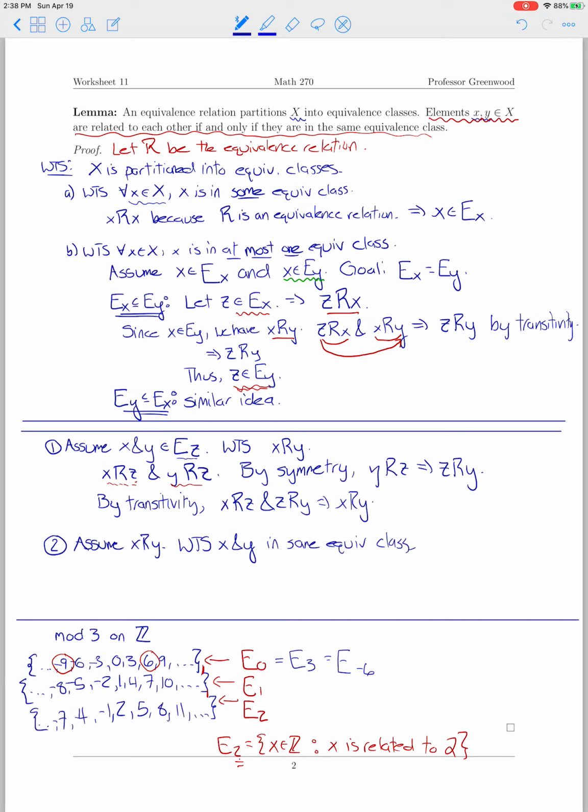Okay, now we have this last line here where all we need to do is show that x and y are in the same equivalence class if x is related to y. Well, if x is related to y, then we know that x is in E sub x, which we saw above by reflexivity. And since y is related to x through symmetry, that implies that y is also in E sub x. And so then they're both in the same equivalence class, and we're done.